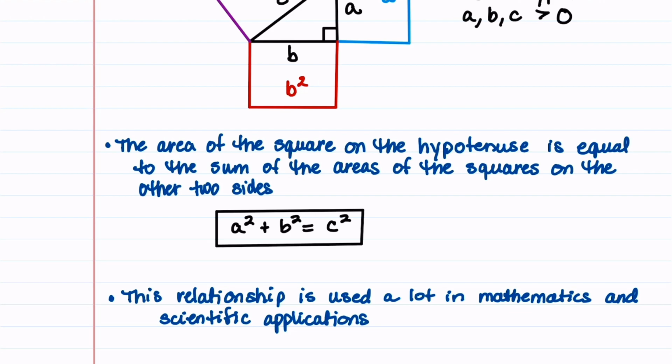This relationship is used a lot in mathematics and scientific applications, and it's a really good idea to go ahead and memorize that formula.